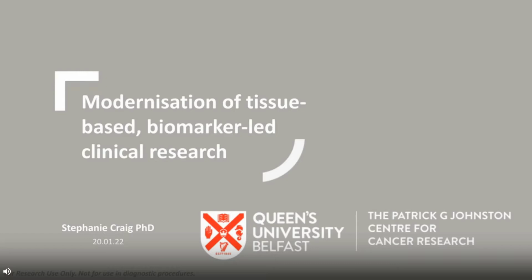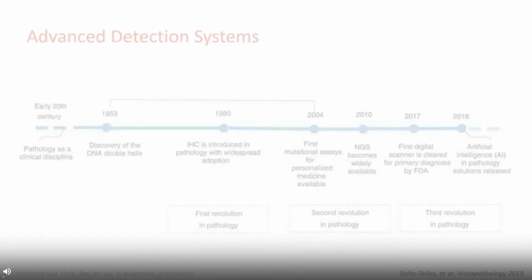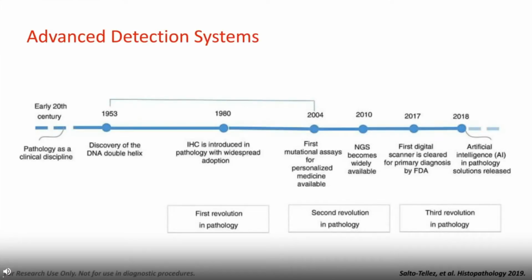Today I'm going to present on modernization of tissue-based biomarker-led clinical research, using some examples from our laboratory to demonstrate how modernization of these techniques has really helped the research space in tissue-based research. So one of the things we're going to talk about is how modernization has really advanced in the last number of years in tissue-based research. Pathology has been around for a long time, but it's only really been in the last 20 years we've seen an advancement in the field, particularly for researchers.